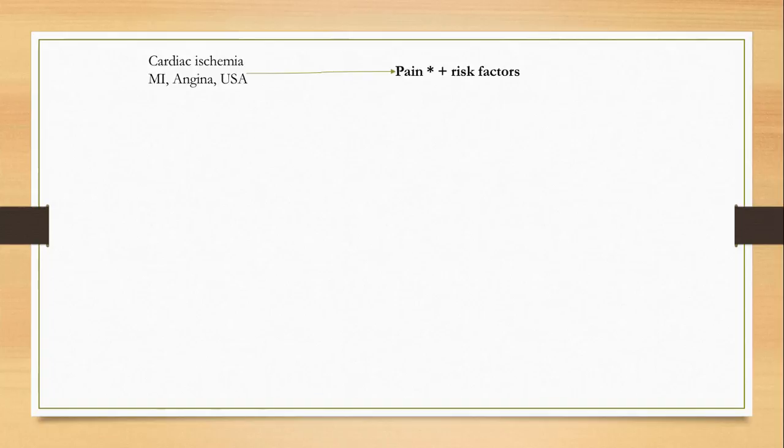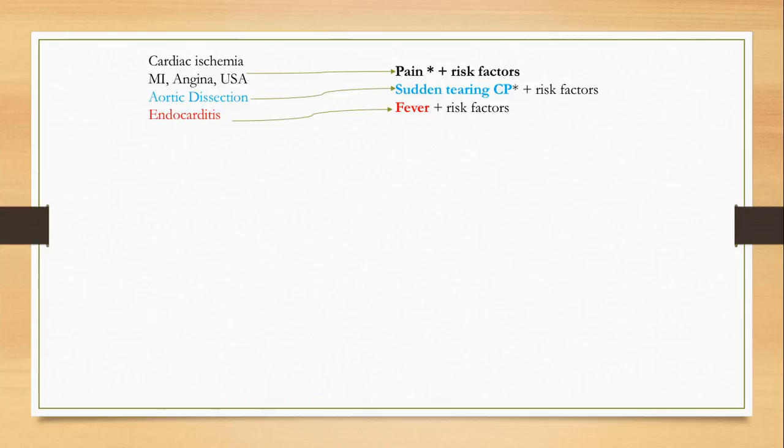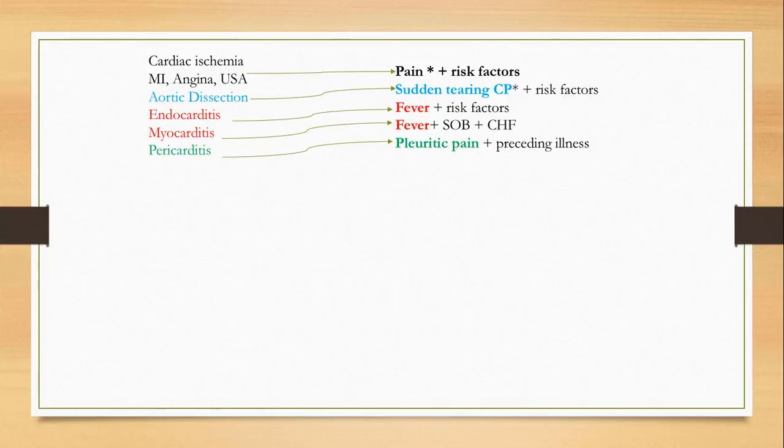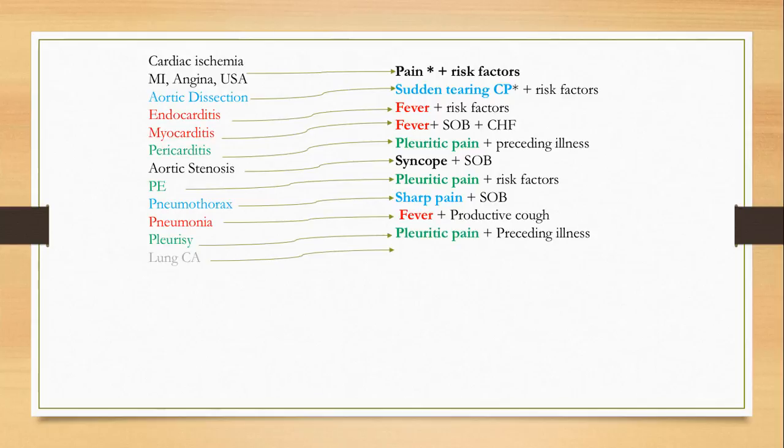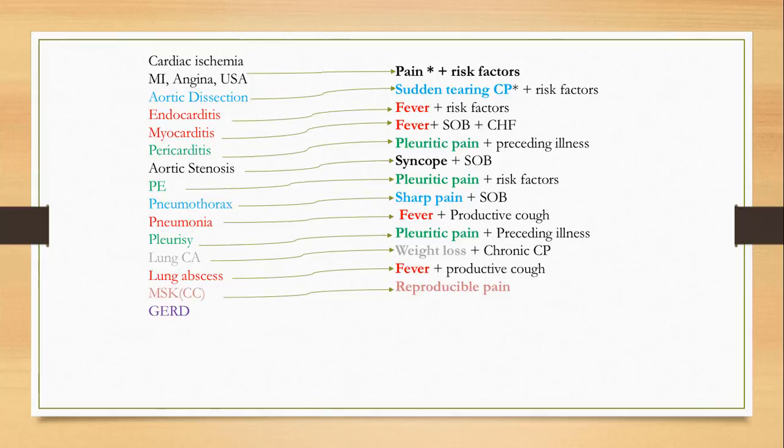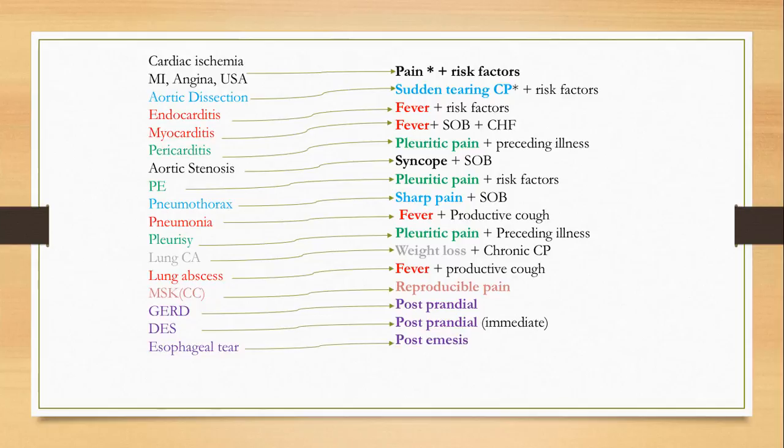So you have cardiac ischemia patients come in with this, aortic dissection patients, sudden tearing chest pain, endocarditis, and then you have myocarditis, both with fever, pericarditis with pleuritic chest pain, aortic stenosis with syncope and shortness of breath, and then pneumothorax and PE. Pneumothorax with pleuritic pain and PE with sharp pain. Then you have pneumonia and other fever. Then you have pleurisy with pleuritic pain. You have weight loss, lung abscess with fever, and then you have reproducible pain, and then you have postprandial pains, and then you have shingles, vesicles, and then you have anxiety.